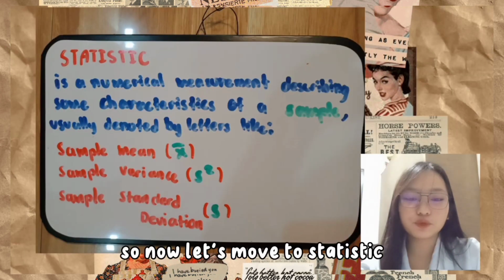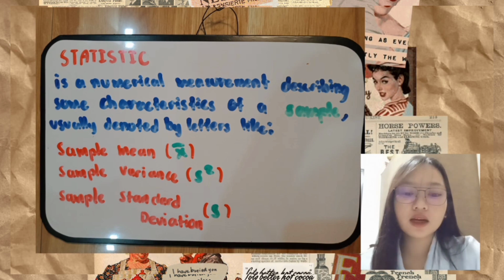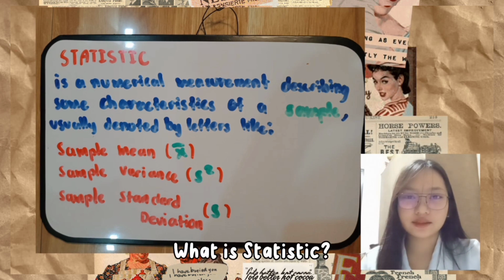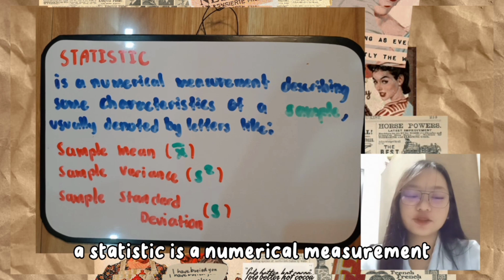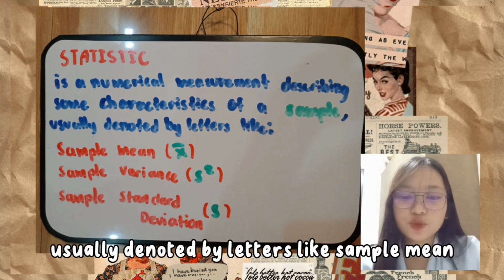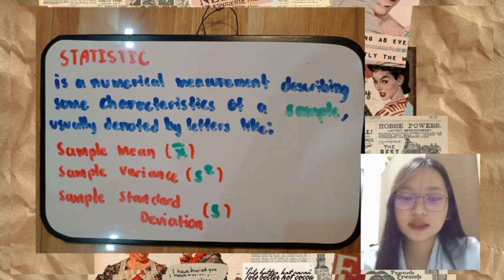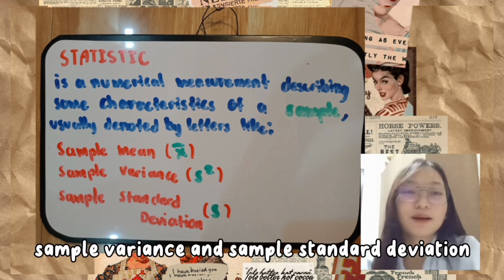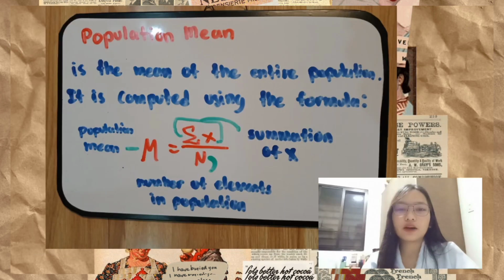So now let's move to statistic. What is statistic? A statistic is a numerical measurement describing some characteristic of a sample, usually denoted by letters like sample mean, sample variance, and sample standard deviation. We'll now go first in sample mean.